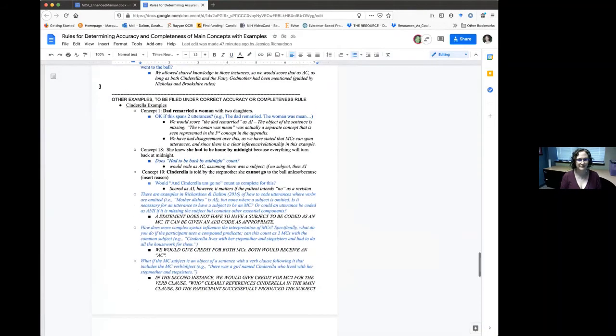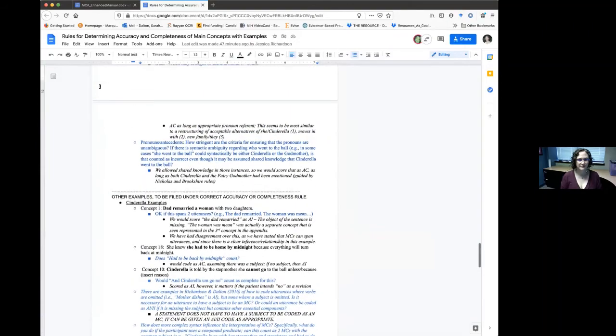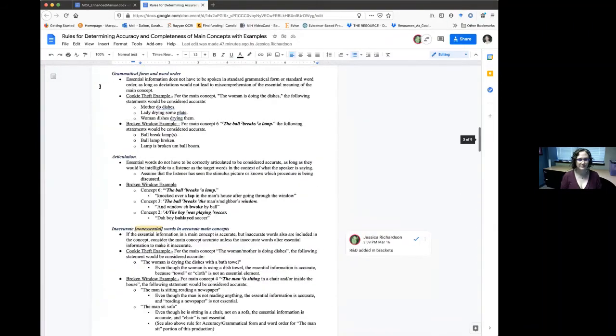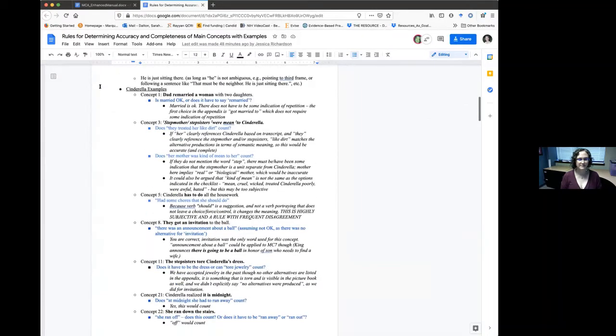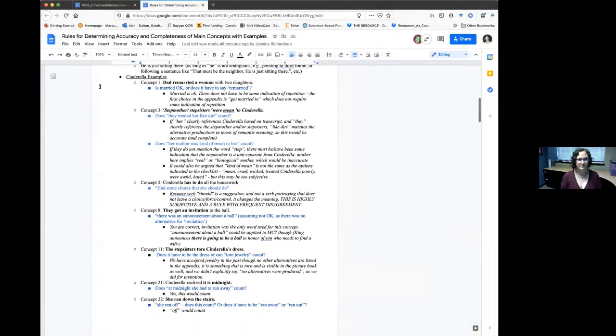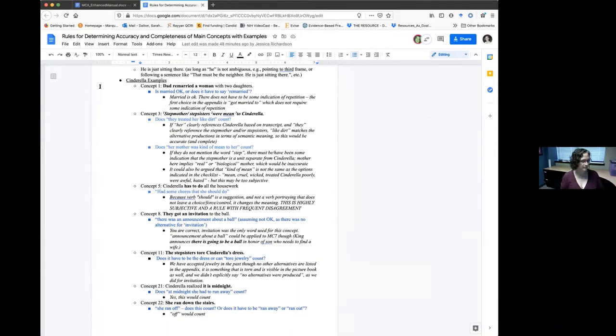Yes, and this is really just to show you that these examples exist. And I just want to back up real quick. These rules that we're talking about, we did not change them in any way from the Nicholas and Berkshire appendix. All we did was pull it into this document. We added a little structure to their cookie theft examples. And then for this broken window training manual, we added broken window examples as well.